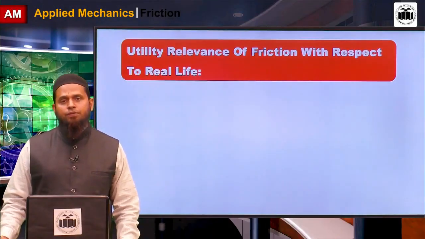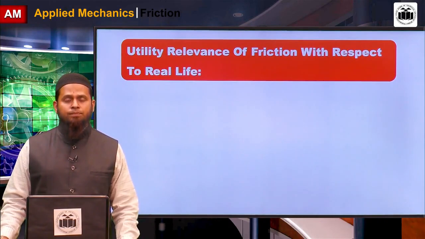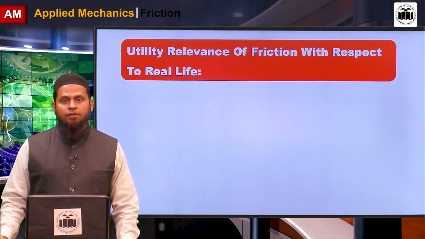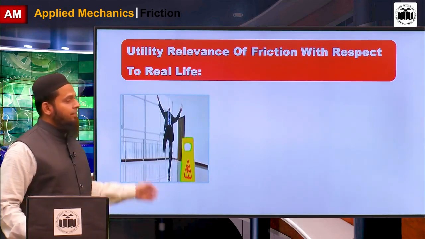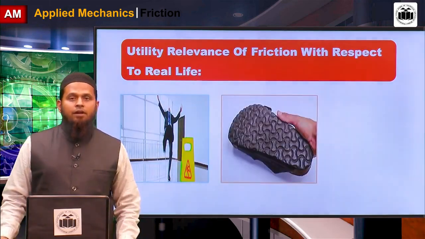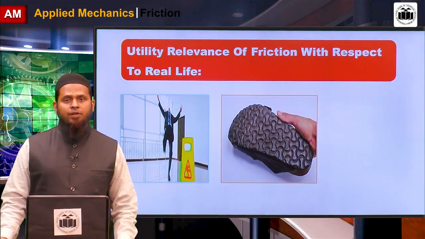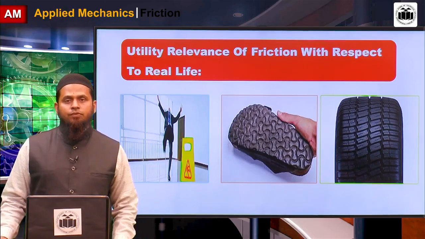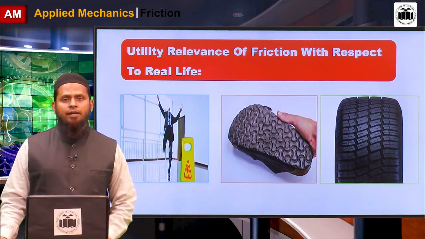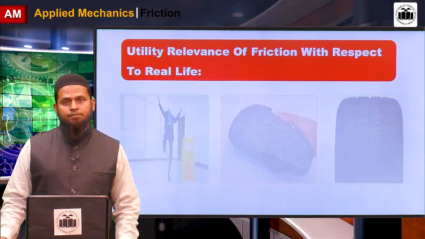There are a number of examples related to real life in which friction plays a vital role. First example, we can't even walk if friction is not there. Our shoes or sandals have a specific design at the bottom which creates a grip; it is the next example of friction. In a running vehicle, the tire has grips, so it avoids skidding. This is another kind of friction.